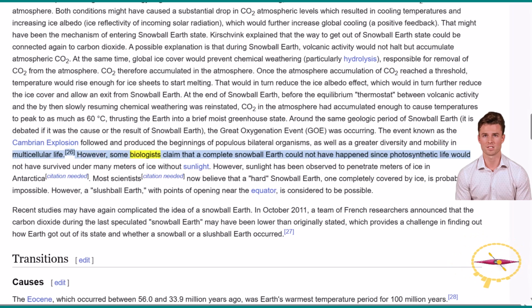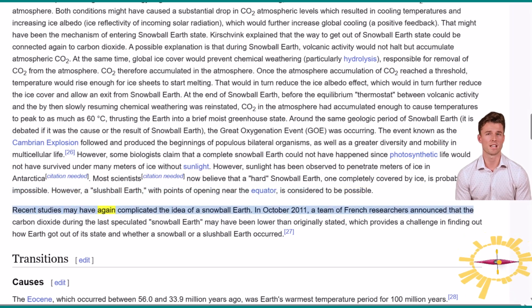However, some biologists claim that a complete snowball Earth could not have happened since photosynthetic life would not have survived under many meters of ice without sunlight. However, sunlight has been observed to penetrate meters of ice in Antarctica. Most scientists now believe that a hard snowball Earth, one completely covered by ice, is probably impossible. However, a slushball Earth, with points of opening near the equator, is considered to be possible.